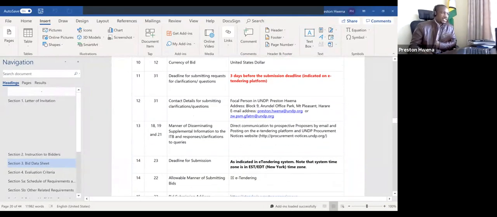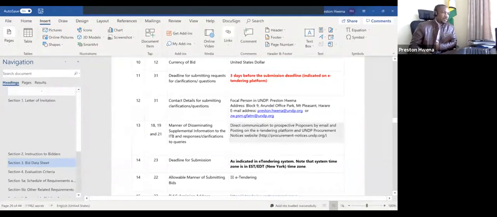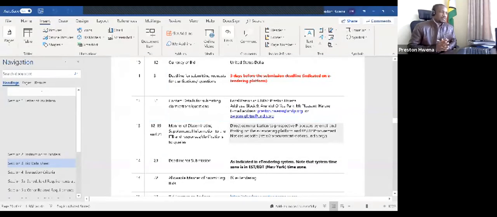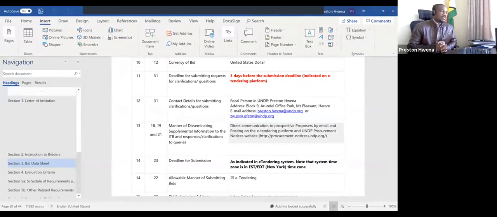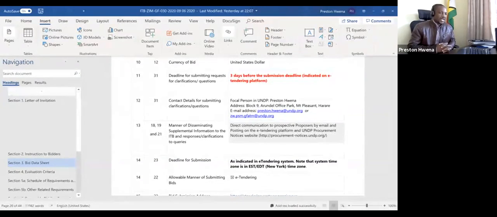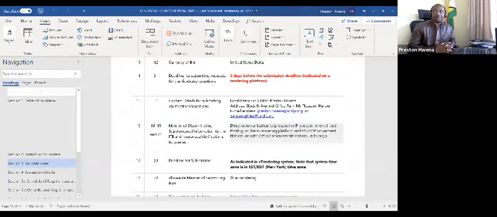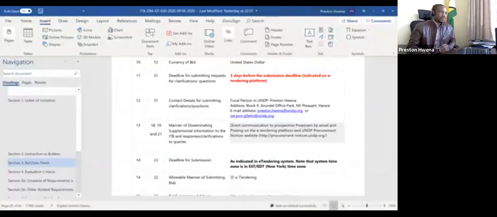For disseminating supplementary information, we use direct communication to prospective proposers by email and posting on the e-tendering platform and the UNDP procurement notices website. So it is your duty as the bidder also to make sure that you check on the two platforms in case there are any updates, especially by the 15th of June, 3 days before the closing date. You are supposed to check on the system and see if there's been any updates.